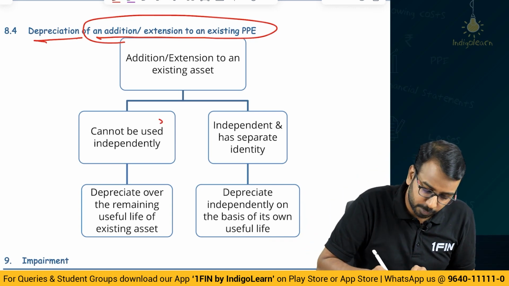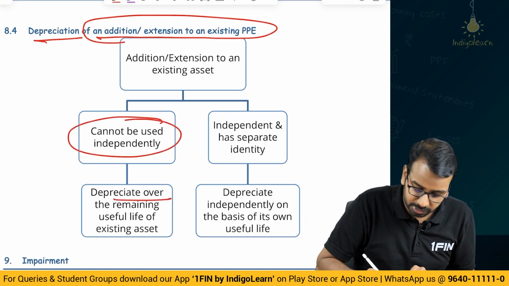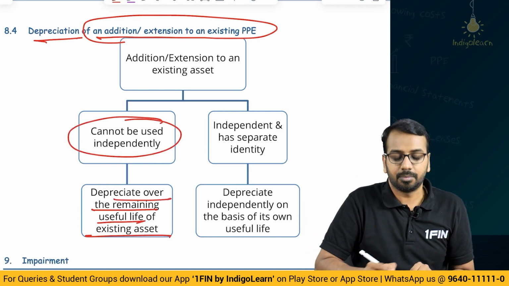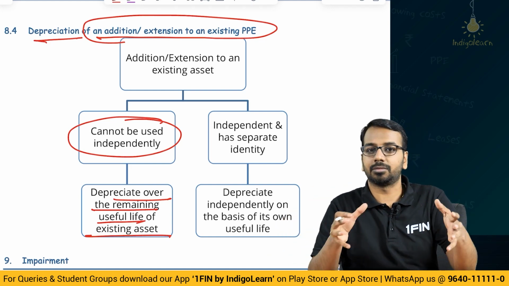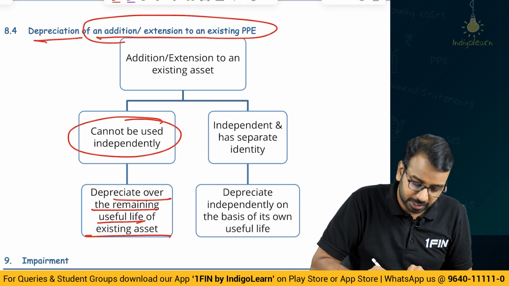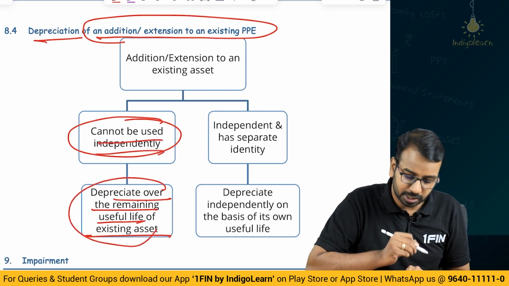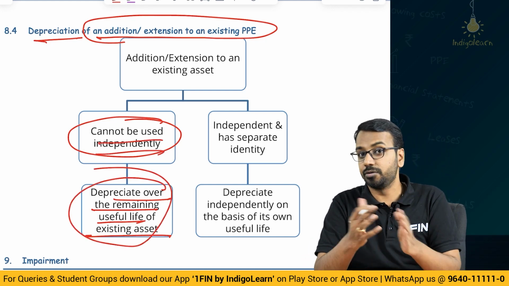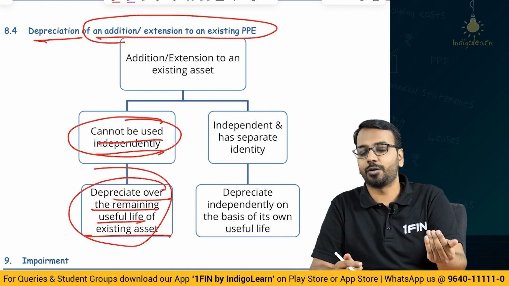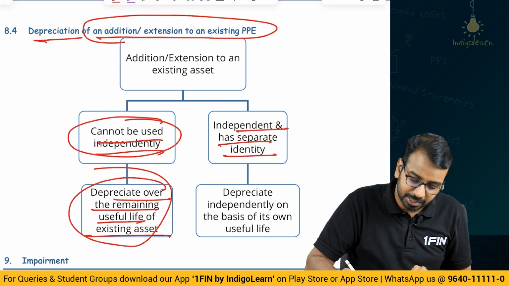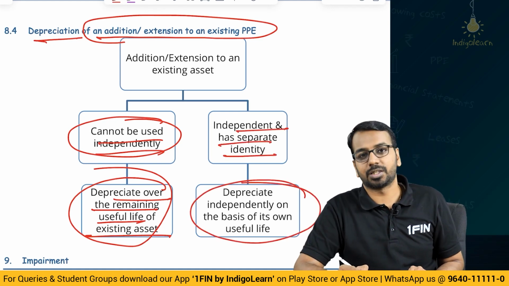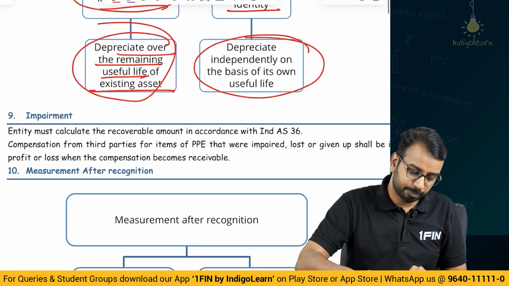If it cannot be used independently, you will depreciate over the remaining useful life of the existing asset. Let's say I have a two-wheeler, I have added one more seat to it, making it a 3-seater. If it cannot be used independently, depreciate over the remaining useful life. In my case I cannot use it independently, so I will depreciate it over the remaining useful life. If it is independent and has a separate identity, depreciate independently on the basis of its own useful life.